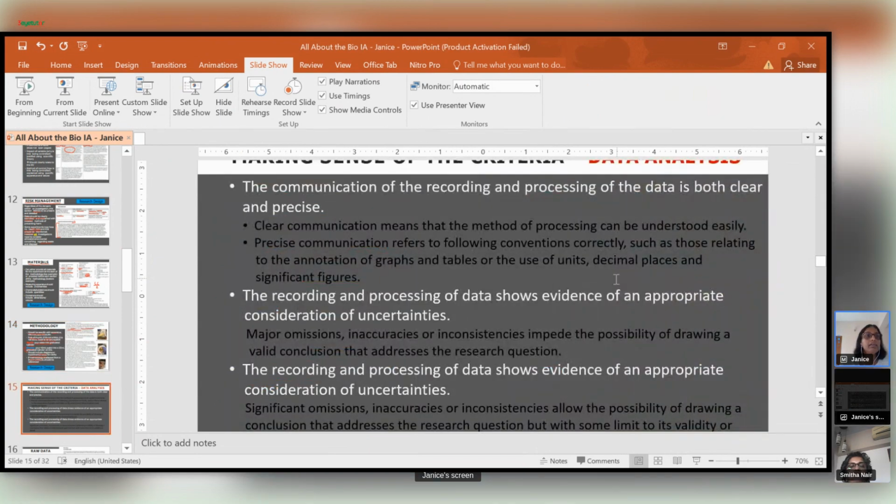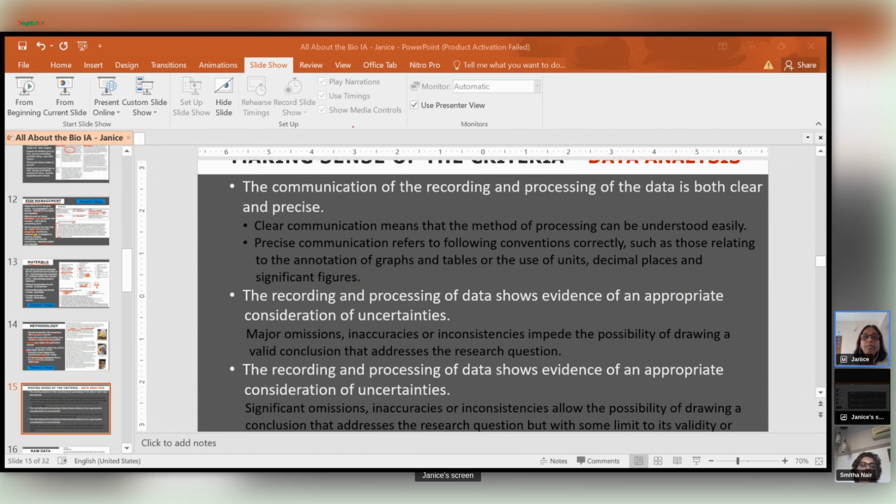Now the second criterion, criterion B, that is data analysis. As I told you, this also has 3 aspects. Each aspect will be of 2 marks, and that is why it is 6 marks in total.